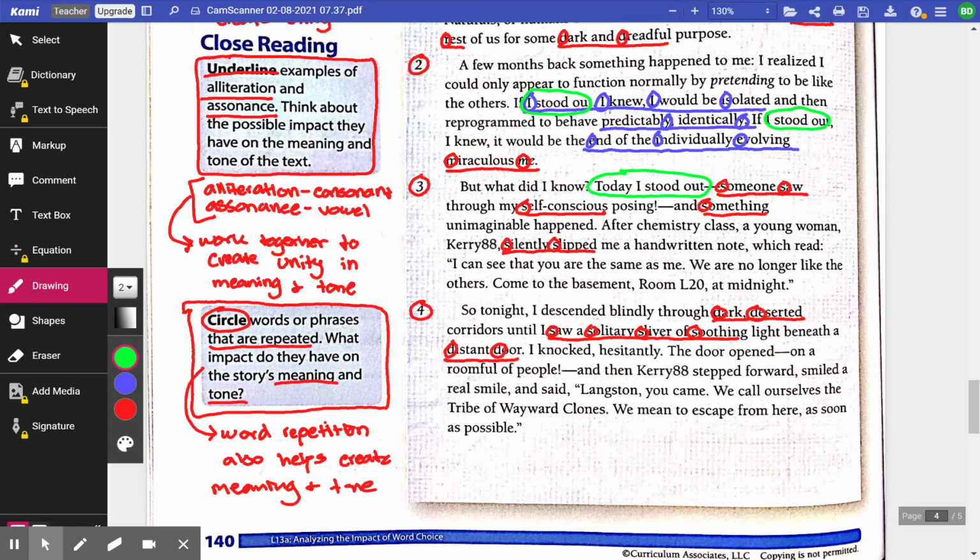So we know any fictional text must have characters. Characters help drive the story forward. If you don't have characters, you can't really have a story.